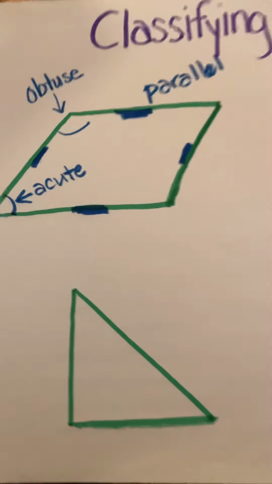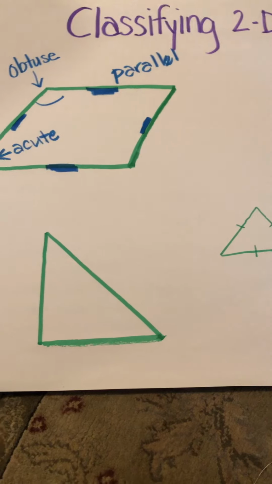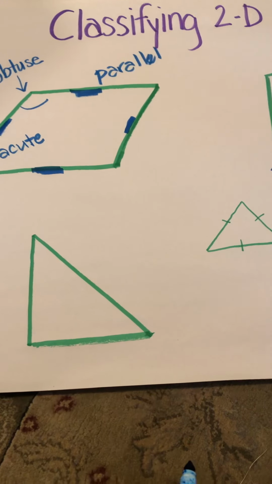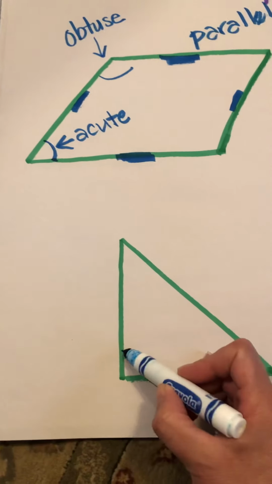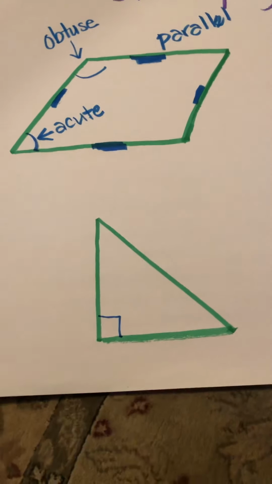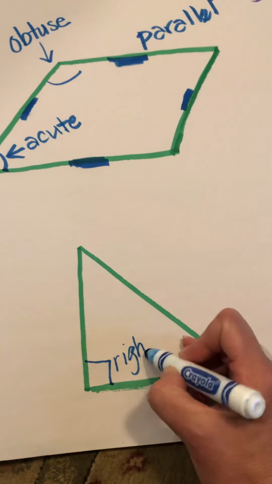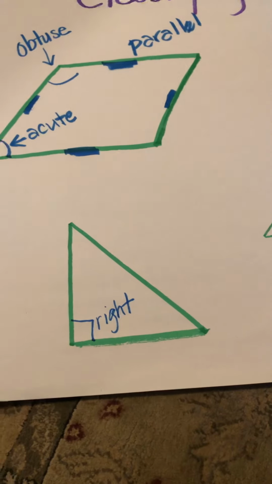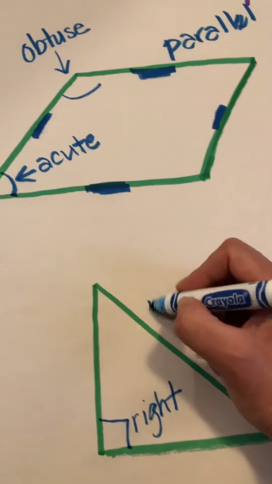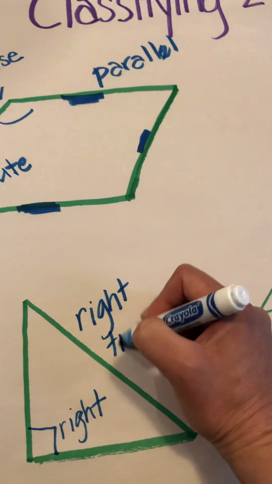Looking at triangles, I can sort triangles thinking about their sides, or I can sort triangles thinking about their angles. Right here in this triangle, I can see that this triangle has a right angle. So that would make that a right triangle. So I could label that right triangle.